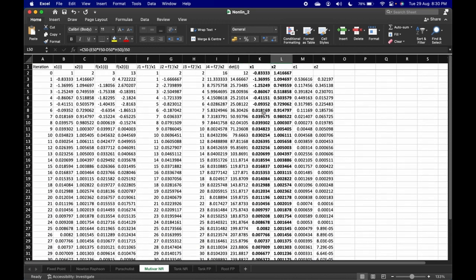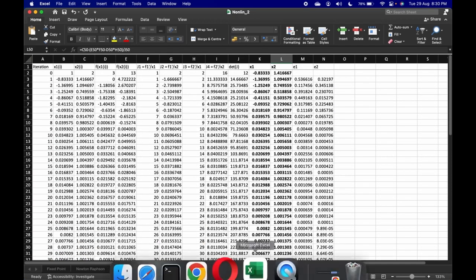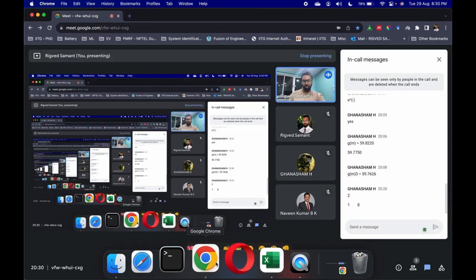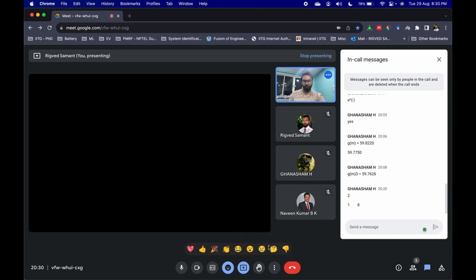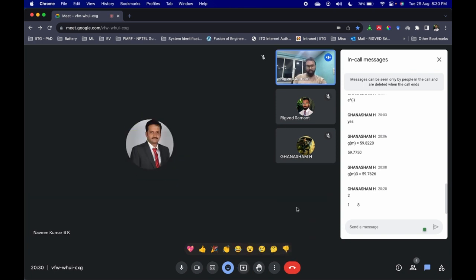So this is how you can go about it. I will share this with you so that you guys can look into it again when your time permits. So I'll share my Excel sheet. From there you can again see the solutions. We'll cross verify. Now we have two more equation solutions to go.